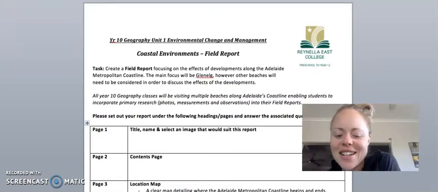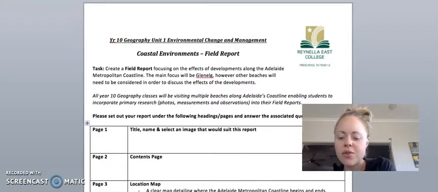Hi everyone. So I thought that I would just share with you some of the expectations for the Coastal Environments Field Report. I've had a few students ask me a few questions about this report, and they've wanted me to summarise this. So I thought I would do a video, post it to everyone, so in case some of you have got the same questions, I can clear those questions up for you guys.